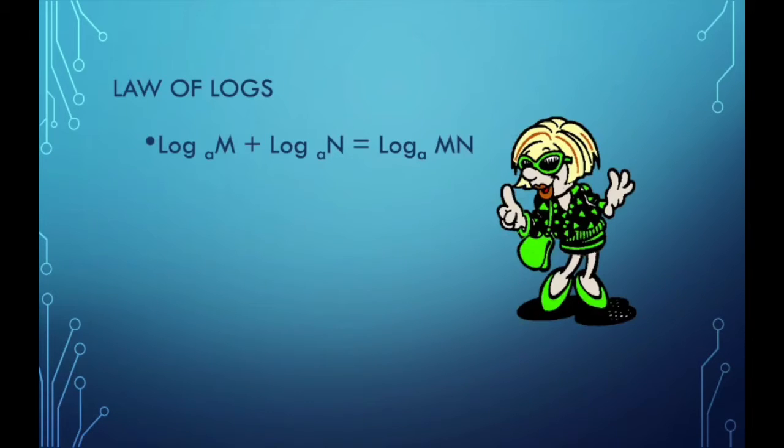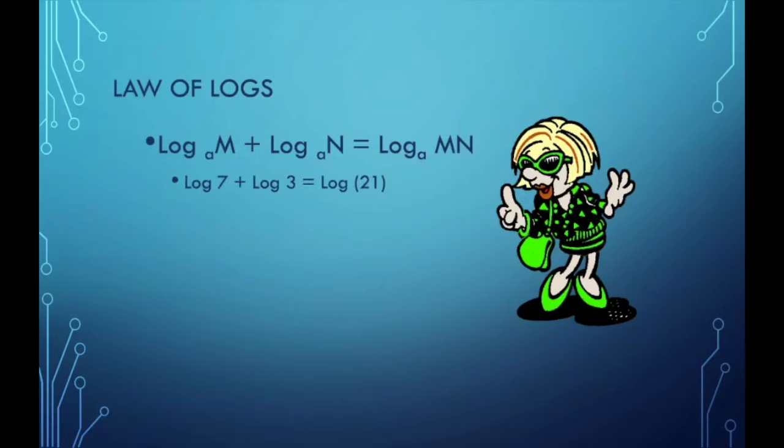I can condense, if I had log M and I'm adding log N, I can write that and be math legal, to combine and just multiply the M and the N. So if I am adding two logs with the same base, it is the same as just multiplying. This should be somewhat like your laws of exponents. If I had two exponents with the same base and I was multiplying them, it was the same as adding their exponents. We're kind of going backwards now. If you're adding two logs, you can just condense it to multiply.